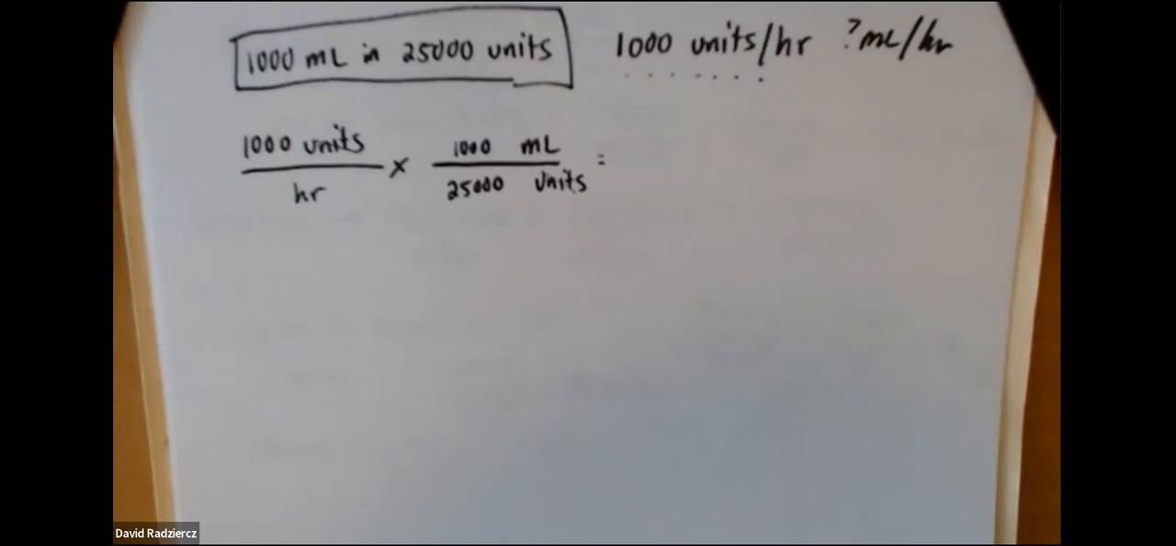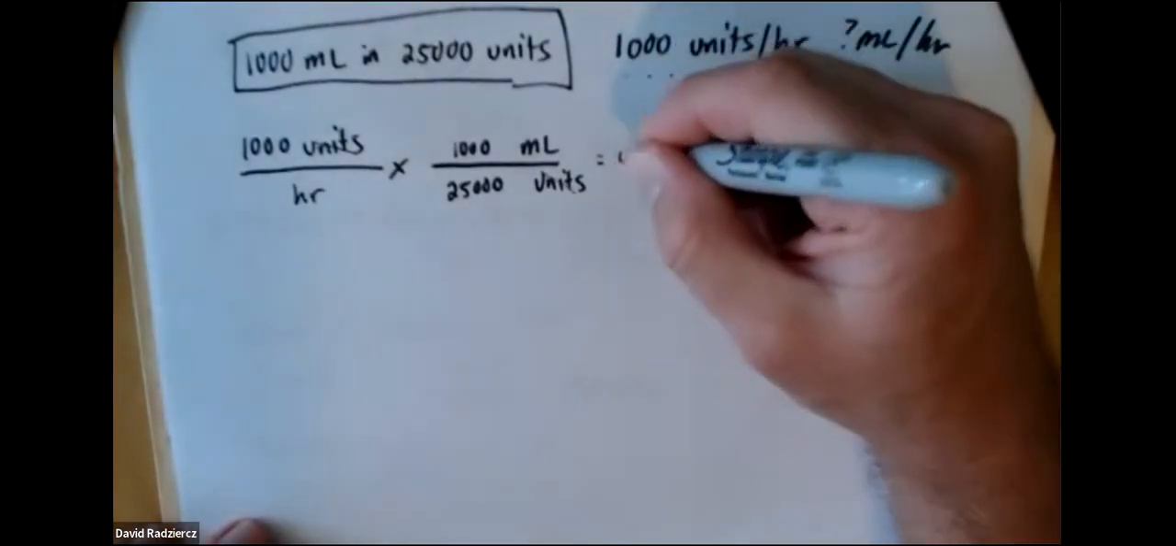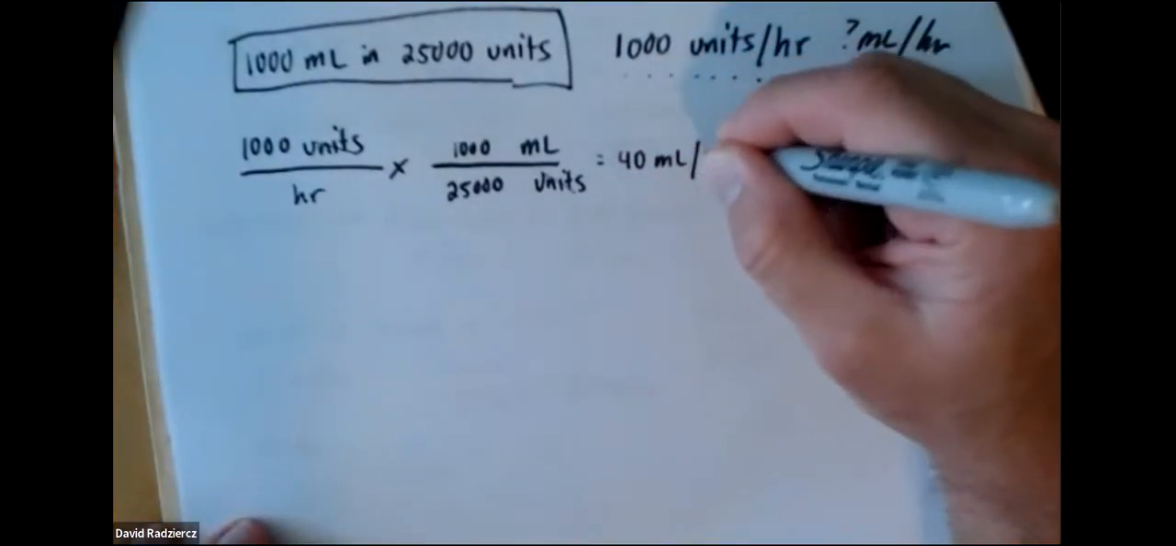So 1,000 times 1,000 divided by 25,000. And then I'm left with an answer of 40 milliliters per hour.